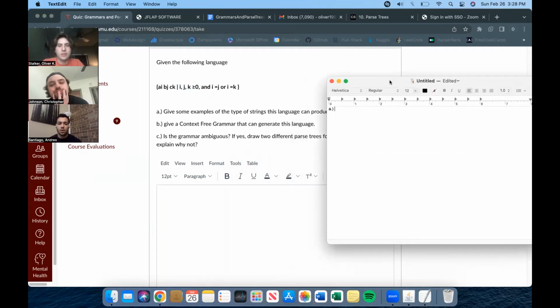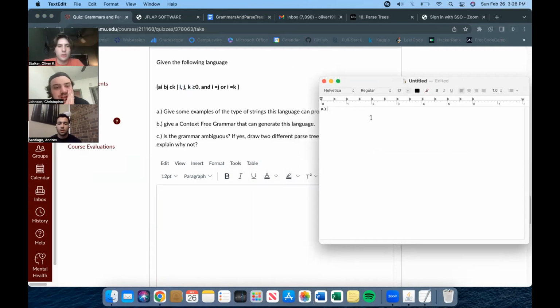Give some examples of the types of language. So we have A, B, C, C. A, B, C, C. Nope. The back. A, C. Maybe. Part A done.